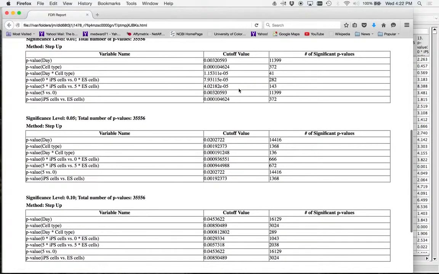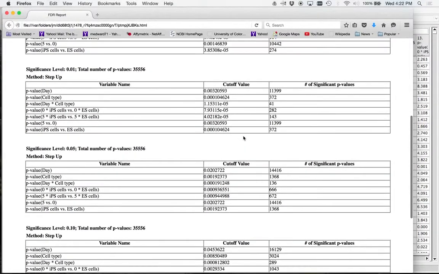So if somebody asked you, how many genes did you get due to cell type at a false discovery rate of 1%, you would say, I got 372 genes, which means that 3.7, about 4 of these genes are probably false positives. This false discovery rate corresponds to a p-value of 0.000104624.